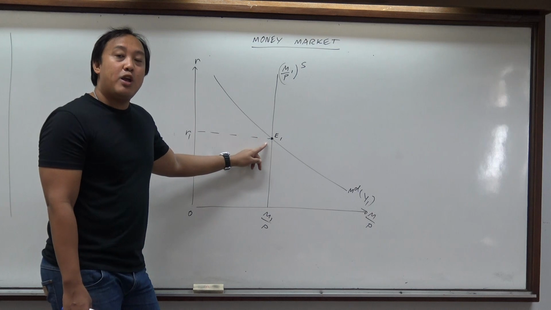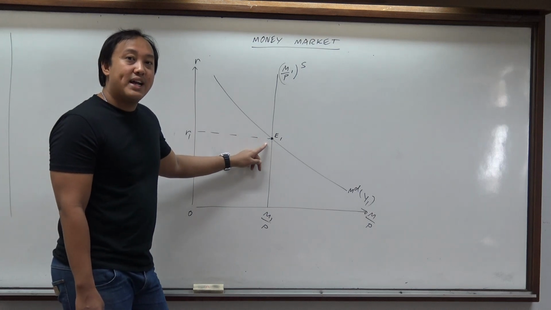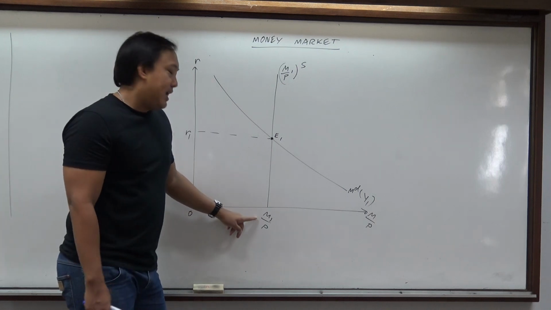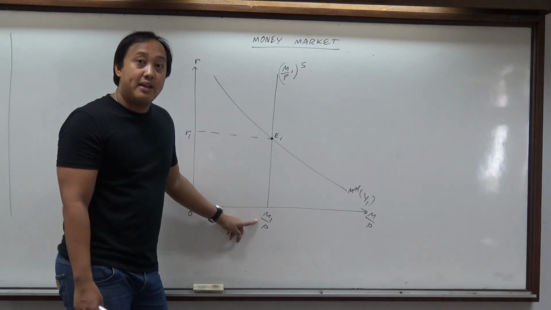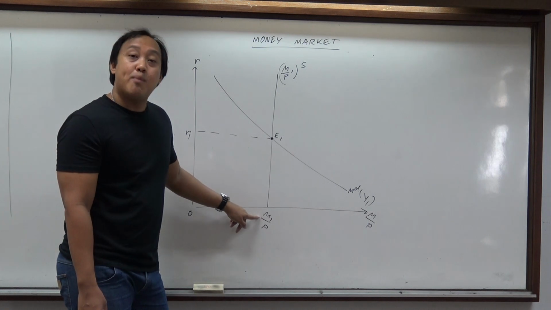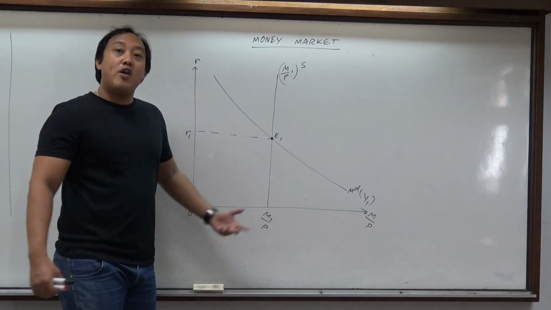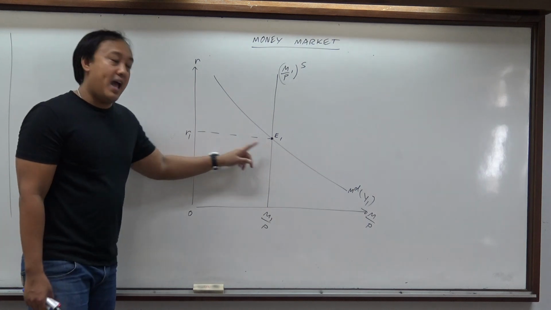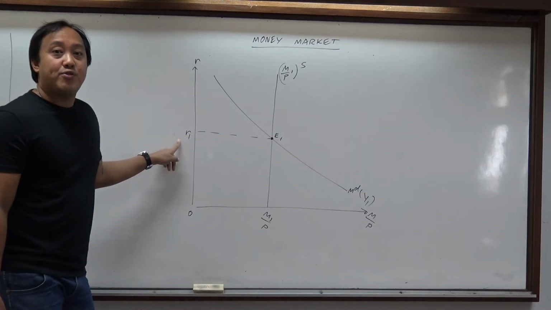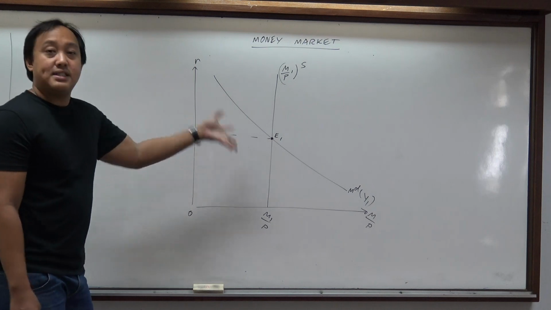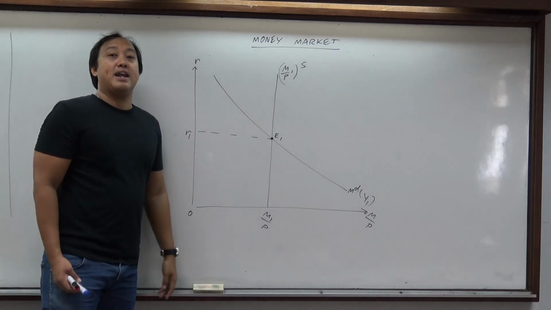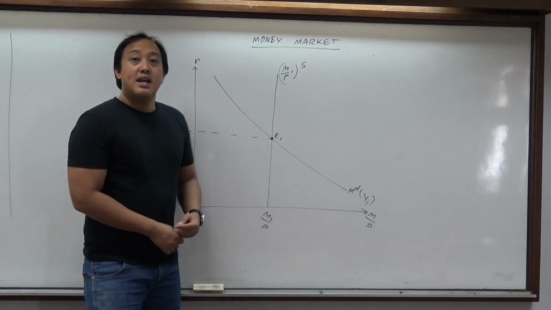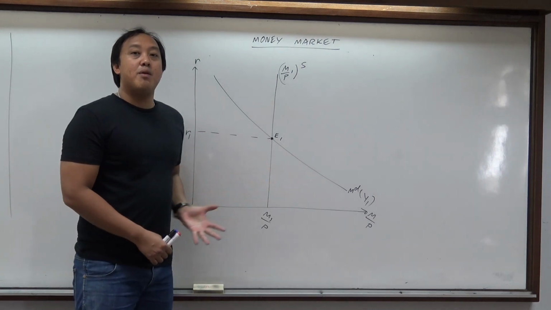At the equilibrium point E1, the real money supply in the economy is equal to M1 over P, the amount of money in the economy equals M1, and the real interest rate in the economy is going to be R1. This is the equilibrium point in the money market. Okay, so then let's see how the equilibrium point moves.